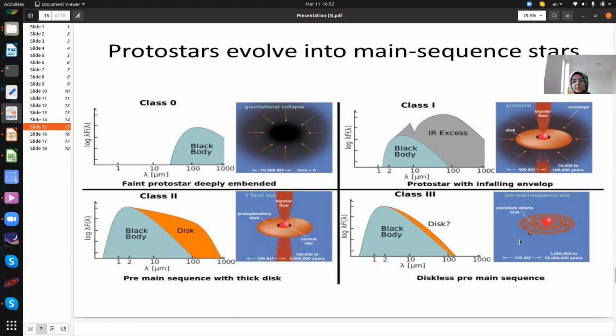And here you see that this is very low. The radiation of the disk is very low, and most of it has been accreted by planets and debris, as you see here. And we call it diskless pre-main sequence.